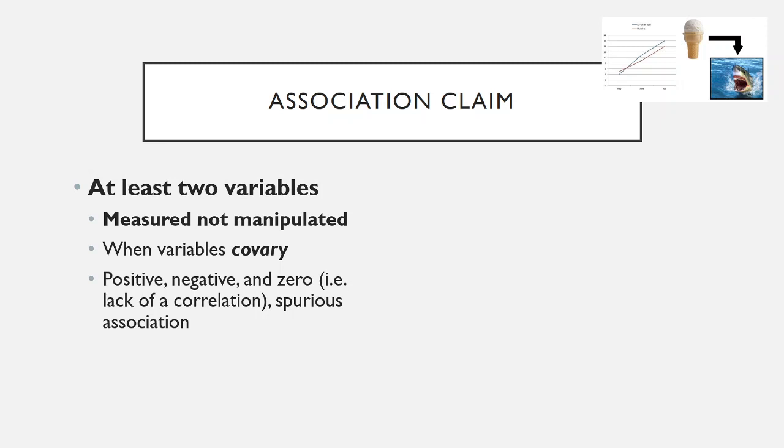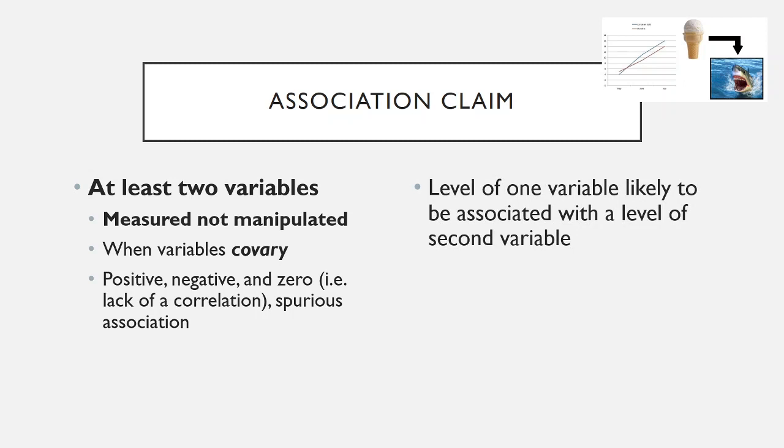Basically saying that as certain levels of one variable rise, so too do levels of a second variable rise. There are different qualities that a covarying relationship can take on: a positive, negative, or zero. Or I'm going to get into the interesting spurious association. So I'm going to walk through all of these individually.